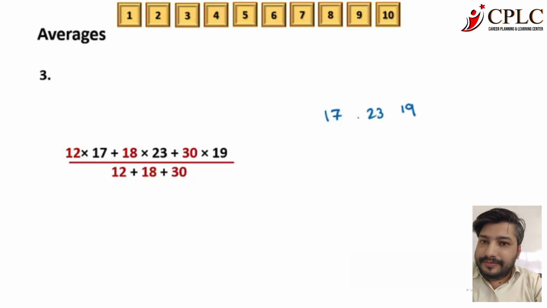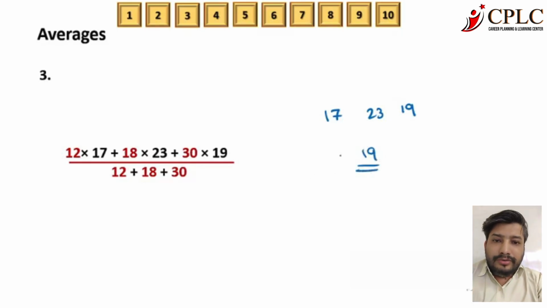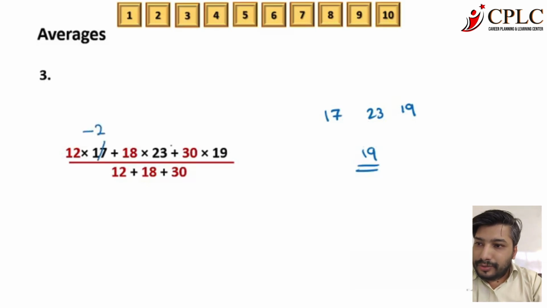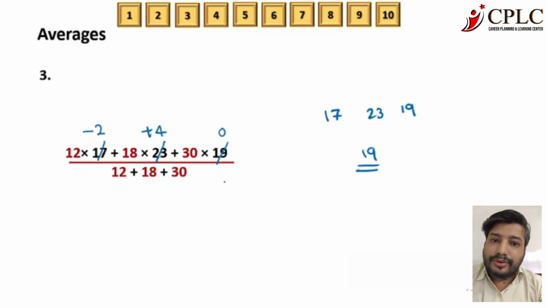23 and 19 rupees. Now what we can do is, our range is from 17 to 23. We can assume any number as the average. So I'll assume one of the numbers only as the average. Let's say I'll assume 19 rupees as the average. Now once you have assumed the value, what do we do? We find out the deviation of all the values with respect to the assumed value. So the deviation of 17 with 19 will be -2. 23 will be +4. And the deviation of 19 with 19 will be 0.